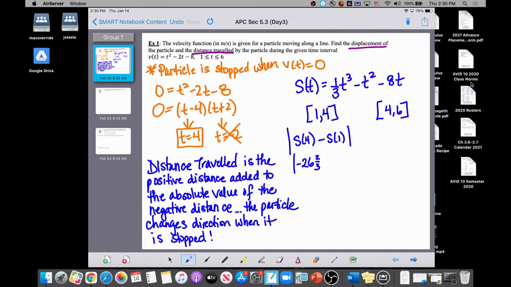And you do the same thing. You plug 1 in. 1 cubed times 1/3 is 1/3. Minus 1 squared would be minus 1. Minus 8 times 1 is going to be minus 8. So we end up with negative 8 2/3.